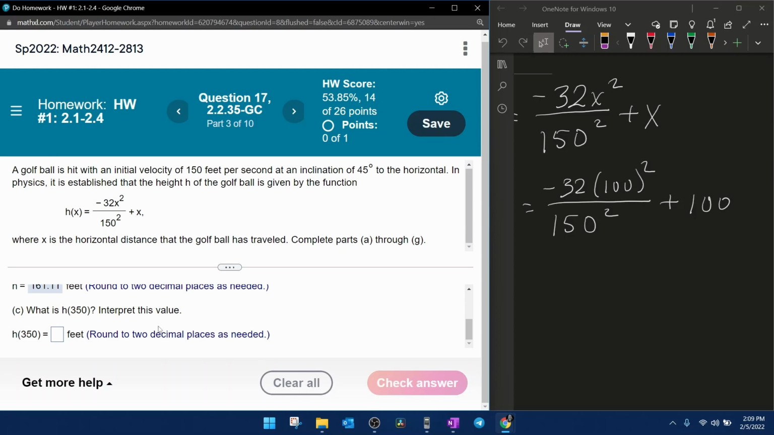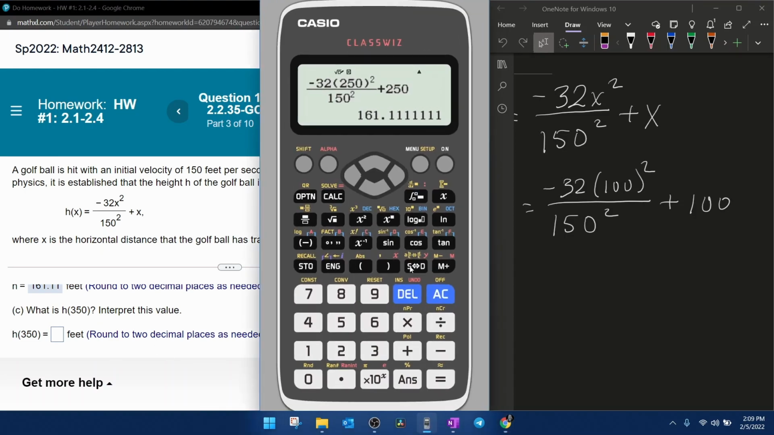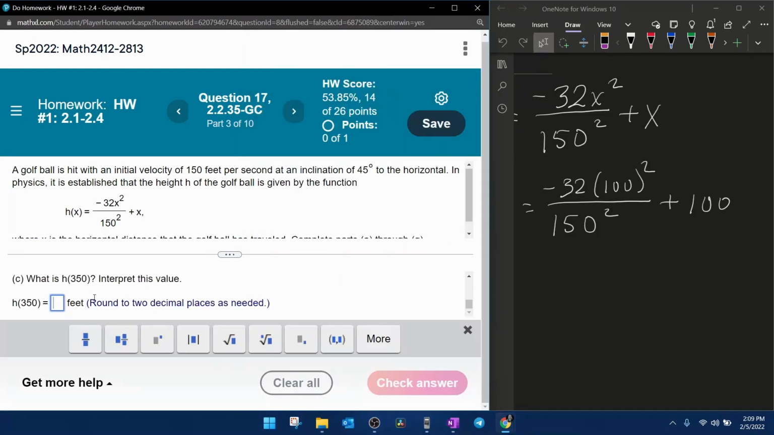Oh my gosh. Okay, one more time. H of 350. Bringing up the calculator again. Back. So now instead of 250, we're going to delete and have 350. And don't forget to change this guy too. 350. How high is it? It is about 175.78 feet. Rounded to 2 decimal places.